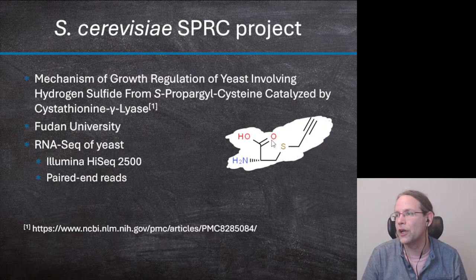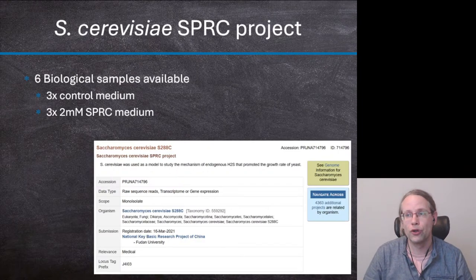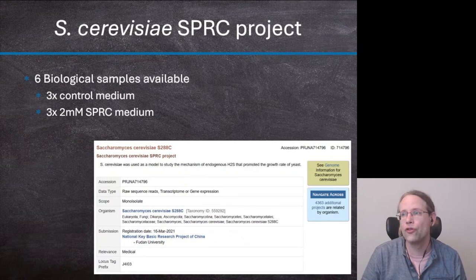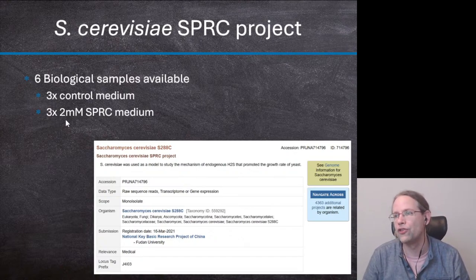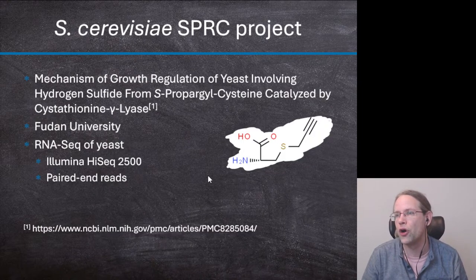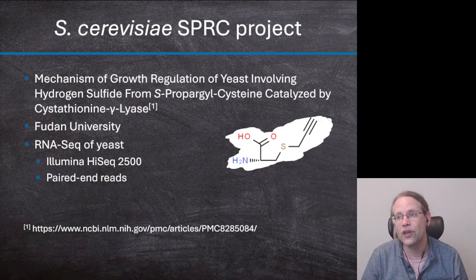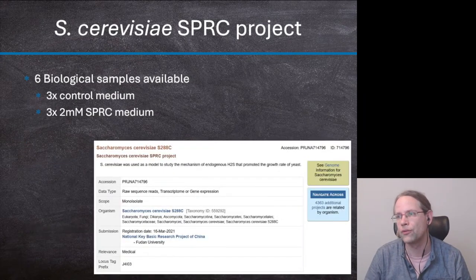The data set is here, and I actually wrote down the structural formula of this molecule. In the structural formula, we can see that there's this sulfur atom in the middle, and there's an acid group as well as an NH2 group, which makes this an amino acid. So the sulfur will come back. Just remember that what we're looking at is six biological samples. There are three cultures which are grown in control medium, and three cultures which are grown in this 2 millimolar SPRC medium, which contains this additional molecule. And of course, the yeast has to deal with that. This will be important when we start doing statistics and start looking into the data analysis.